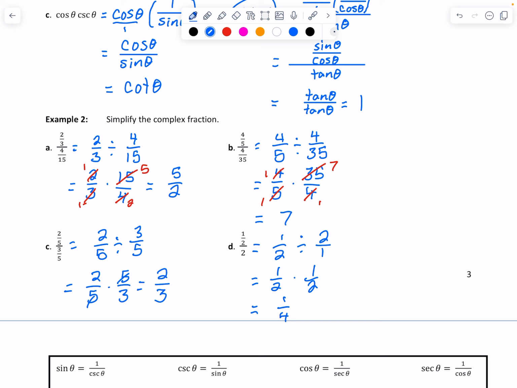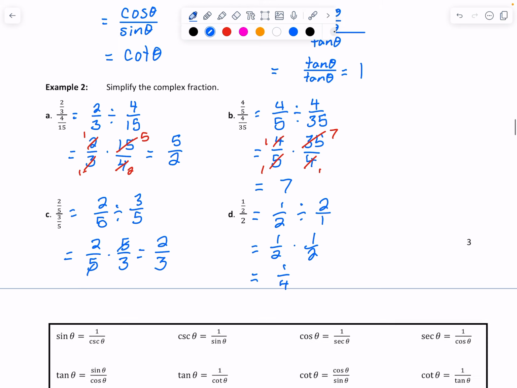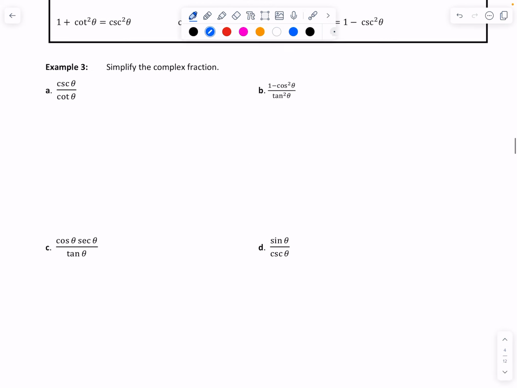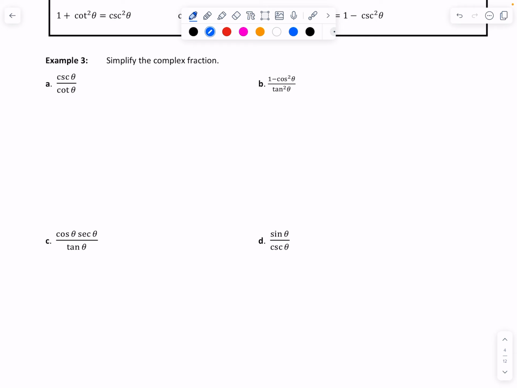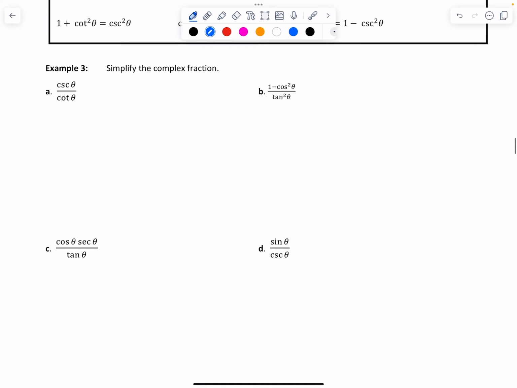I know it moved pretty fast, but I'm just hoping that this is a review. Not the first time you're seeing it, but if it is, take the time, pause it, go over it. All right, so let's take a look. We have a handful of problems, I think 4 here, that are going to be similar to those last 4 that we did, but now we're going to use trig functions.